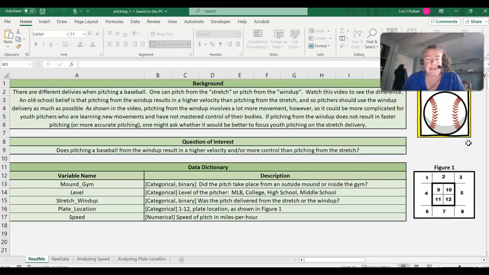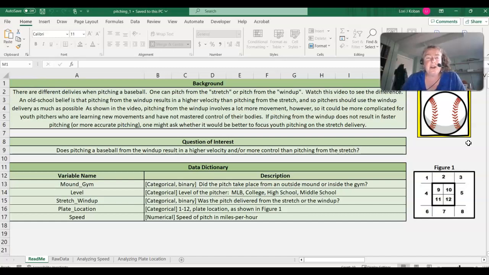The question is, is it true that pitching from the windup actually helps your velocity? And so we're going to analyze this data set, data that Nick, my husband, Sean, our student, and I collected. And we're going to see, is it true that pitching from the windup is faster than pitching from the stretch? Also, is the accuracy of pitching from the windup the same as the stretch? So we'll answer questions like that.